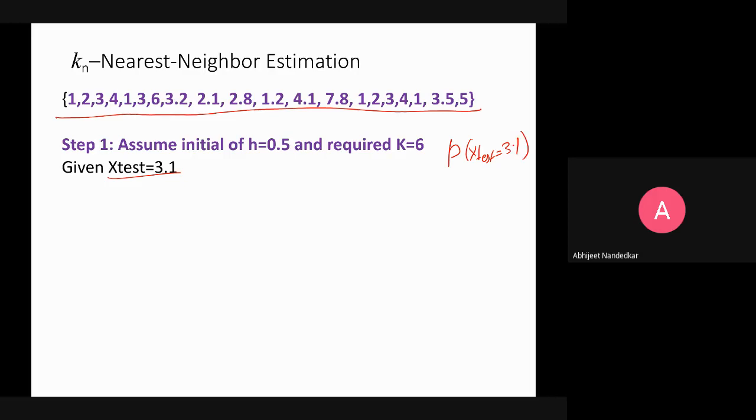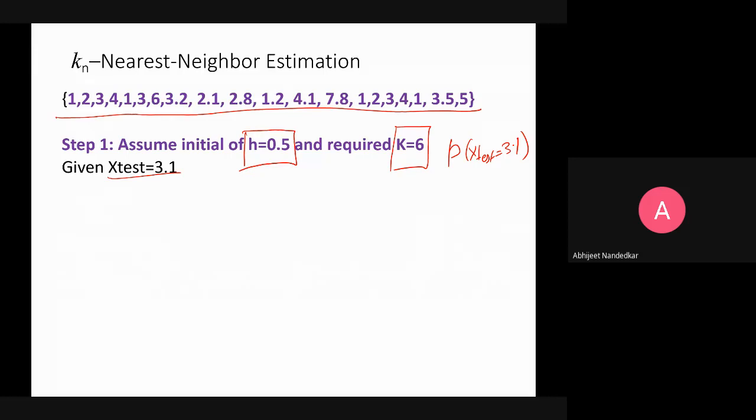Now, since this is k nearest neighbor estimation, our window size can grow. For the sake of simplicity, I have taken initial h to be 0.5. Okay, you can take a lesser value also. So if you write a program for this, then you can set different values. The program will do this counting job, which we will do here manually. Say k is 6, that means I am in search for 6 neighbors around 3.1.